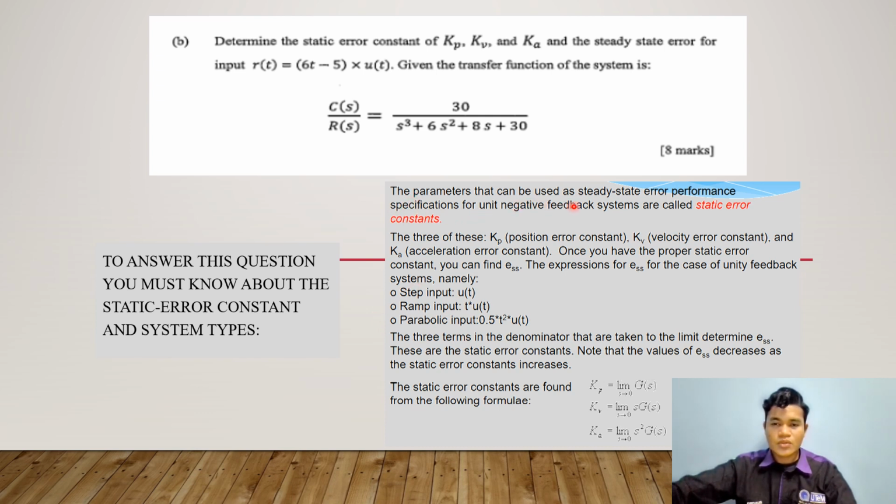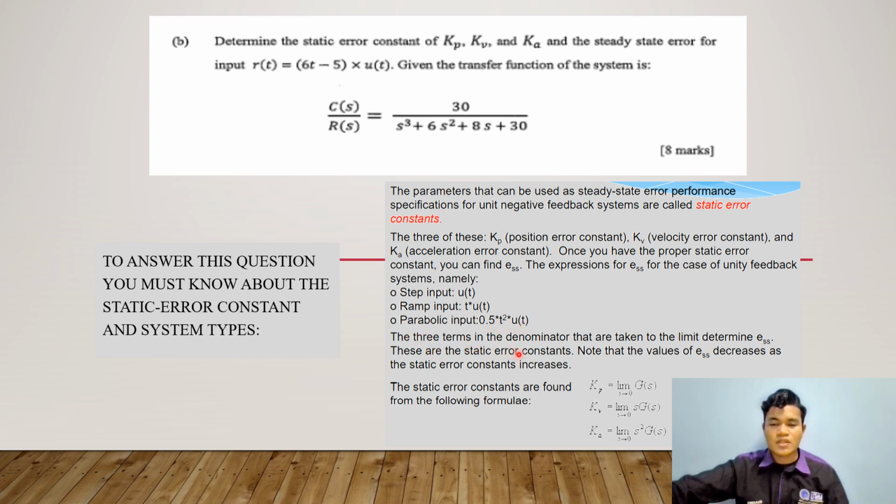The parameters that can be used as steady state error performance specifications for a unity negative feedback system are called static error constants. The three of these, Kp, Kv, and Ka, stand for position, velocity, and acceleration error constant. Once you have the proper static error constant, you can find the steady state error ess. The expression for ess for the case of a unity feedback system, namely step input, ramp, and parabolic: step input equals u(t), ramp input equals t times u(t), parabolic input equals 0.5, or 1 over 2, times t squared u(t).